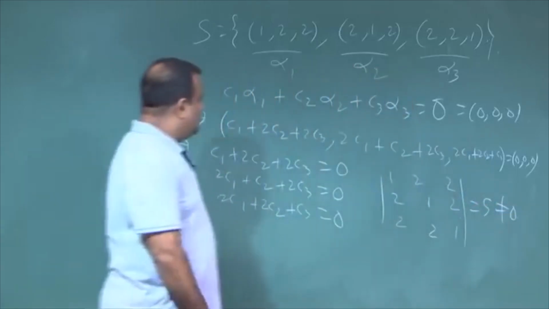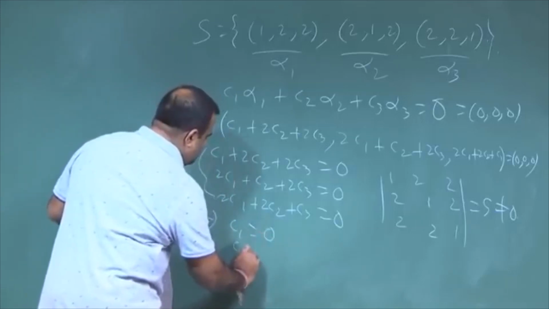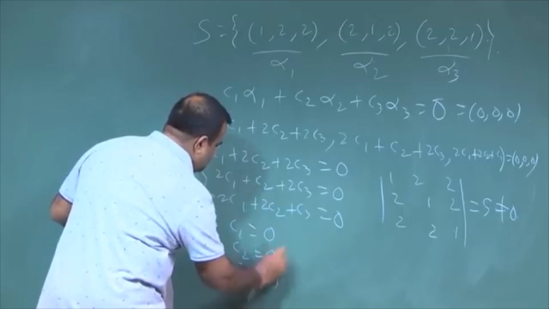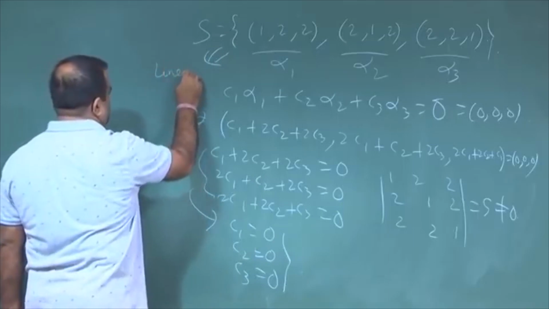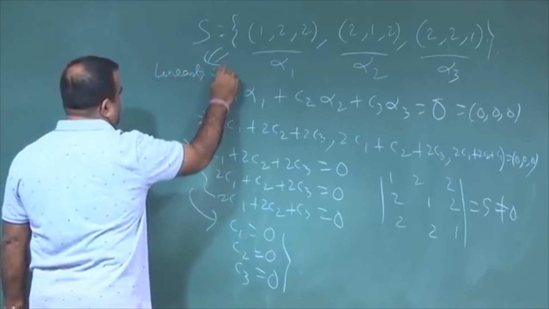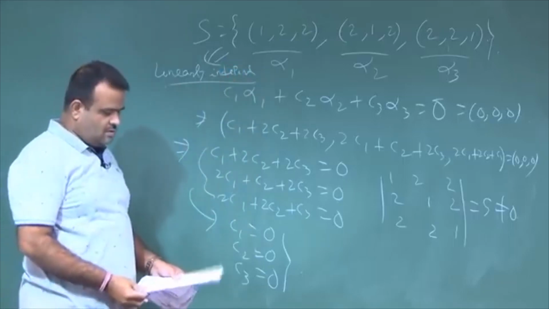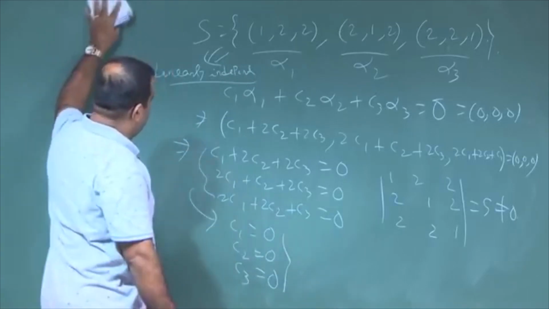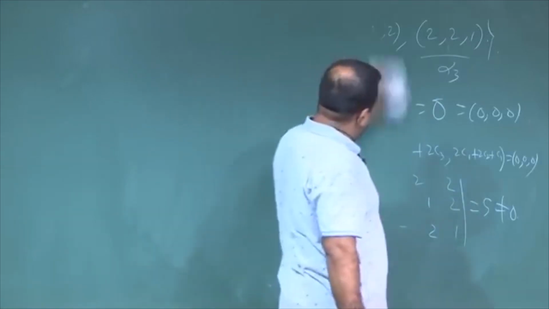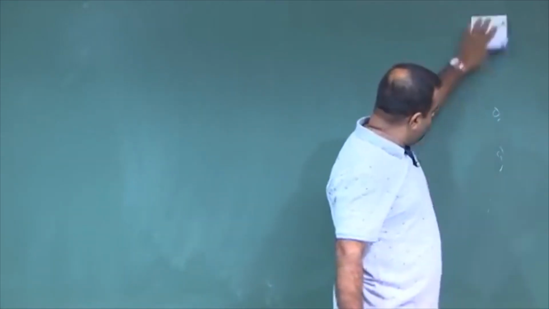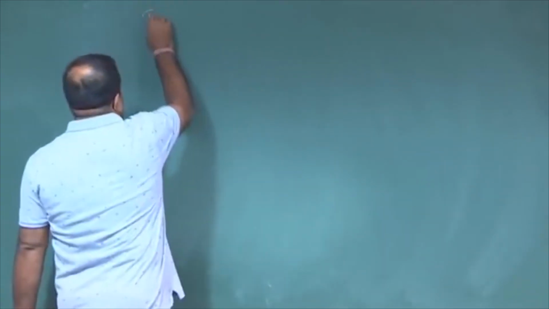So, that means we have the only solution C1 equal to 0, C2 equal to 0, C3 equal to 0. So, this implies this is a linearly independent set of vectors. Okay. So, now we will quickly see that if we have a linearly dependent set of vectors, then we can write one vector as a linear combination of other vectors. So, that is a theorem we can say.